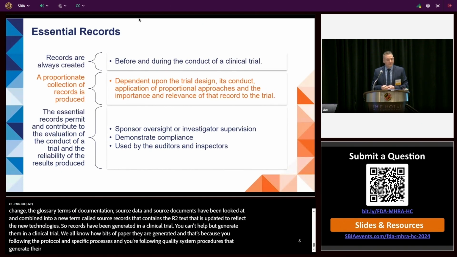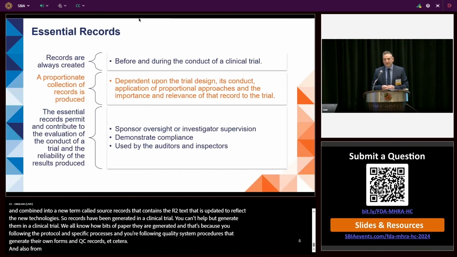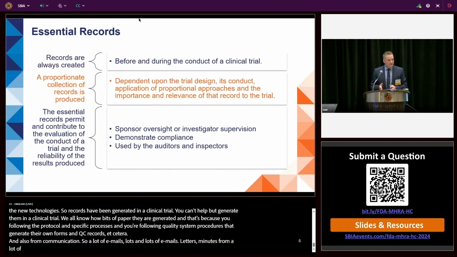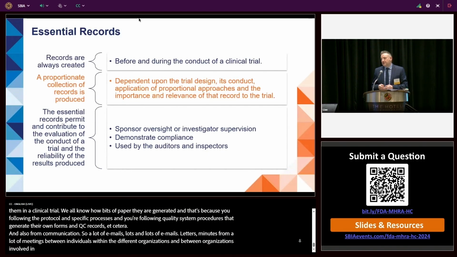And also from communication. So lots of emails, lots and lots of emails, letters, minutes from lots and lots of meetings between individuals within the different organizations and between organizations involved in the trial. So these are all the records that need to be retained.